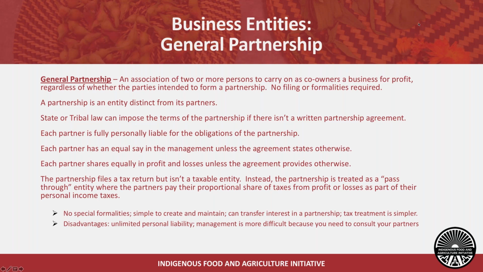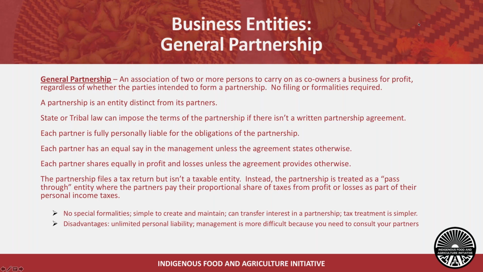Instead, a partnership is treated as a pass-through entity where the partners pay a proportional share of taxes from profit or losses as part of their personal income taxes. So if I got together with another person and we formed a partnership, the entity itself wouldn't pay the taxes, but if we both split the earnings 50-50, that's attributed to me as personal income, and I would pay that as part of my personal income taxes to the state or to the federal government.